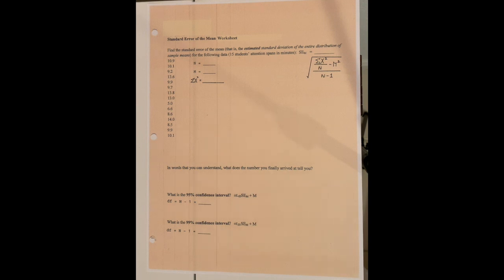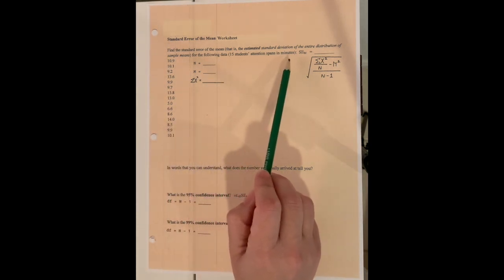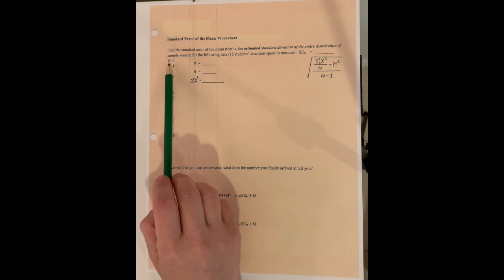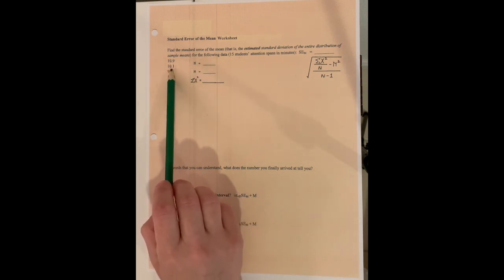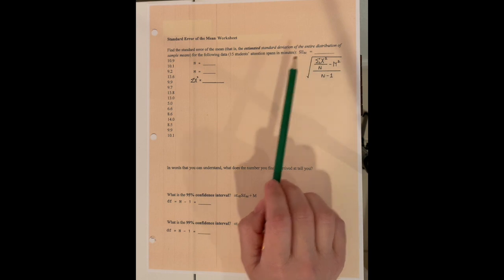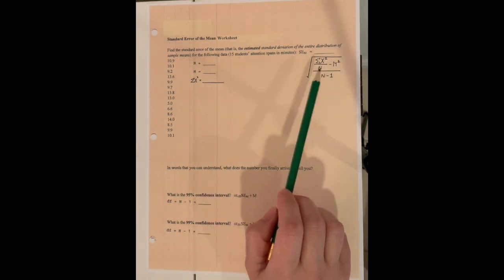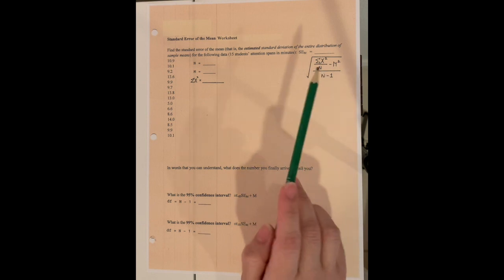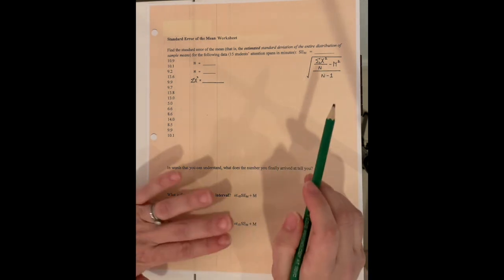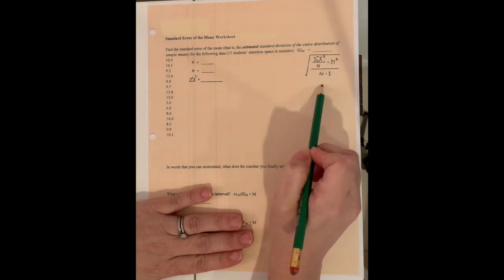These numbers here represent 15 students' attention span in minutes. Student A could pay attention for 10.9 minutes, student B could pay attention for 10.1 minutes, and so forth. We are going to calculate the standard error of the mean for this, and we're going to use this formula here to do it. What we're going to need to do first is identify which of these puzzle pieces we already have.